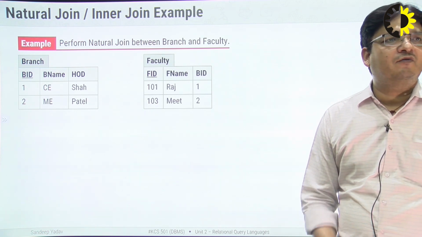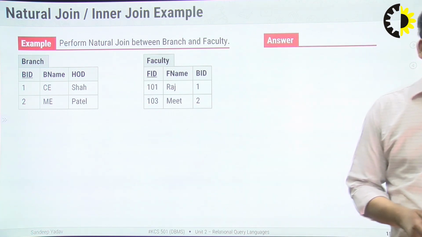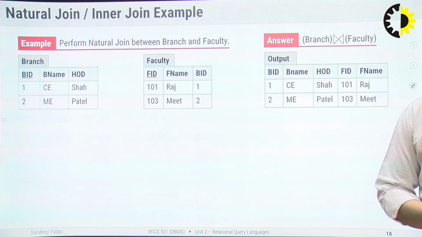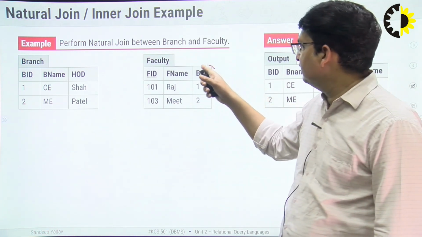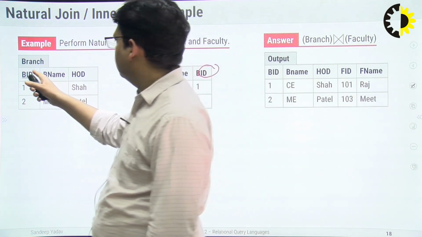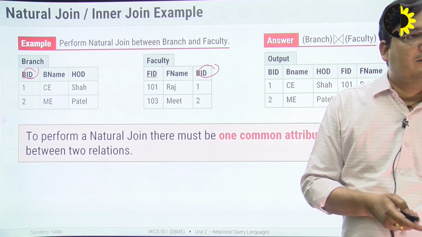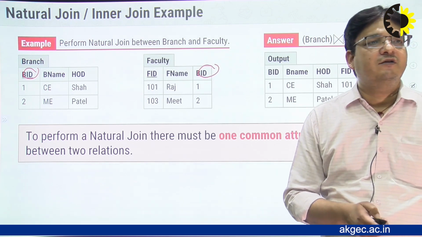Now we need to perform the natural join between branch and faculty. The two relations are given and we need to perform the natural join. This is how the output will be: BID, BName, HOD, FID and FName. So this is how the query can be executed. Now this is repeated, so we need to remove one entry from here. To perform a natural join, there must be one common attribute. This is the common attribute. It's BID here.